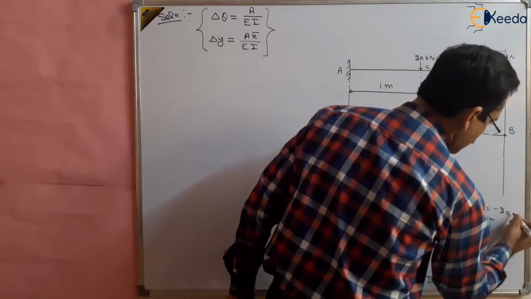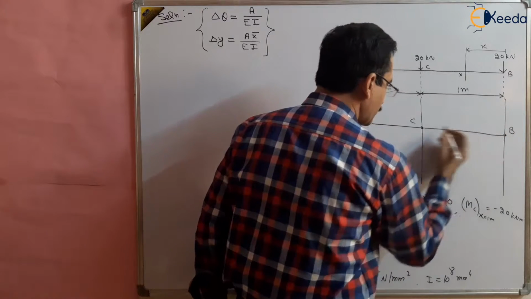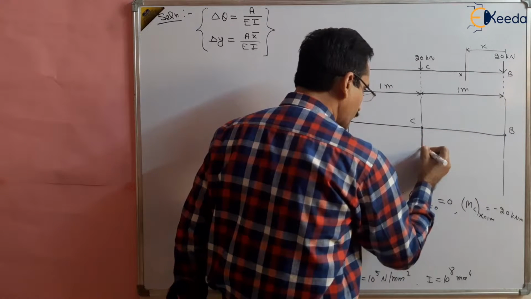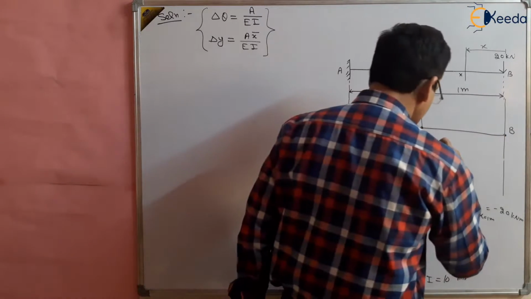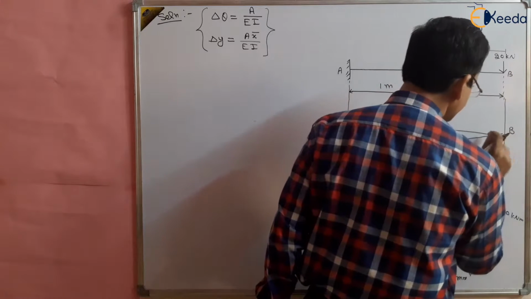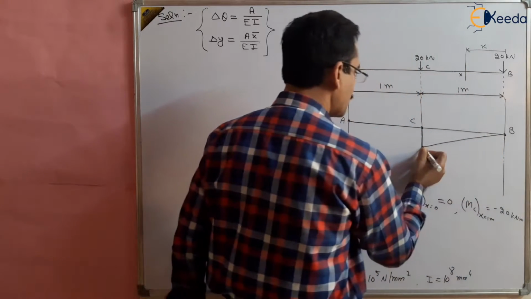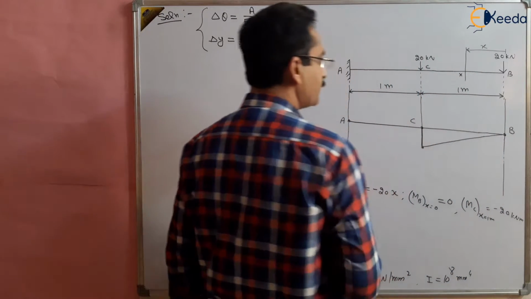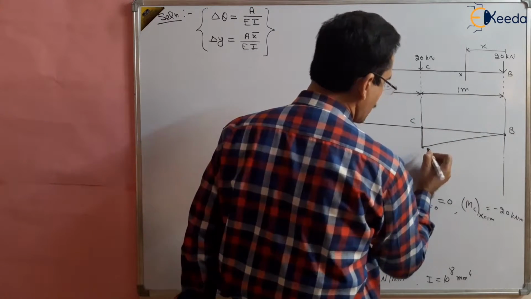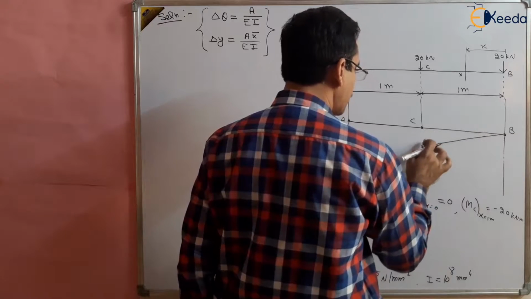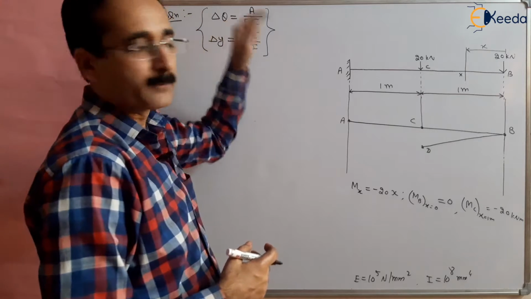The unit is kilonewton meter. So this goes from 0 to minus 20 with a linear variation, like this. Linear variation from B to, say, this point D. So this is basically a triangle, right? This is a triangle now, BCD, which will be used to find the area.